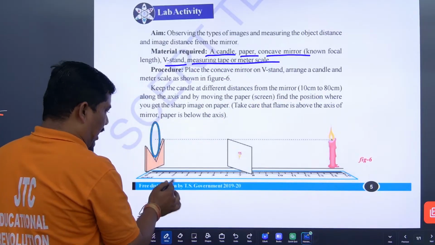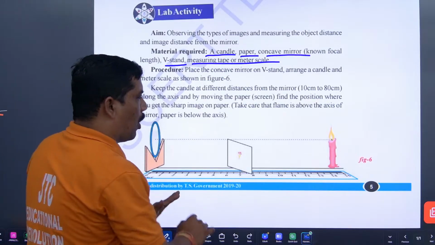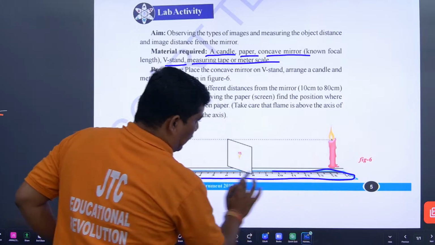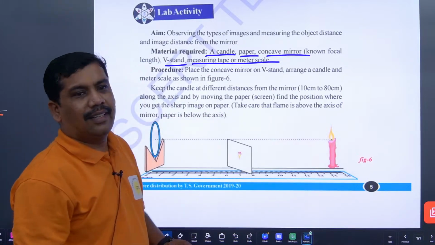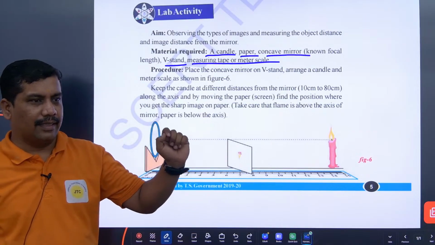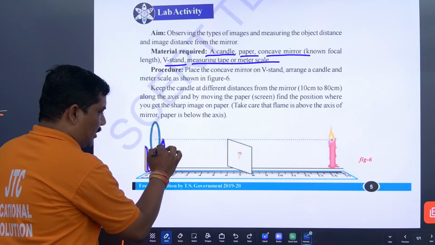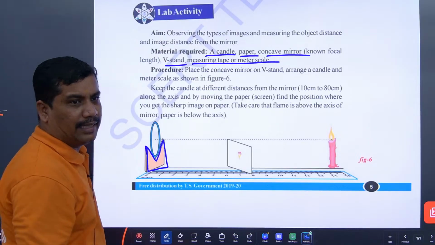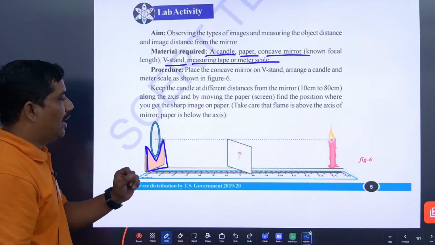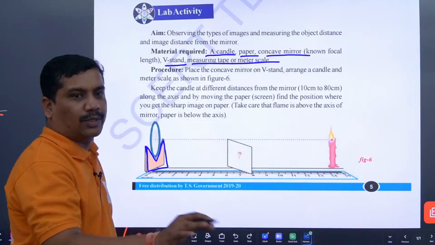Right. So, we need to take this. Now what you should do, directly I'll explain. You go through the book. Right, clear. First, on a plane surface, keep ruler or simply we call it a scale. It should be of 1 meter. Right, clear. 1 meter scale you take. And here you keep this, it is called V stand. Okay. In that you keep the concave mirror. Okay, right.